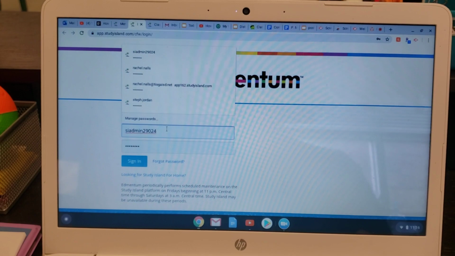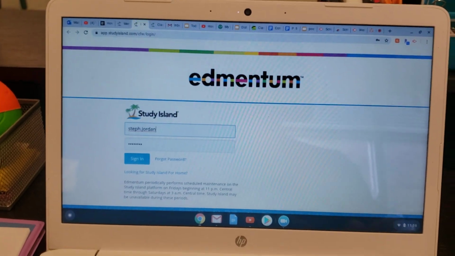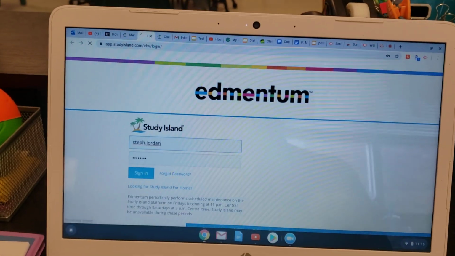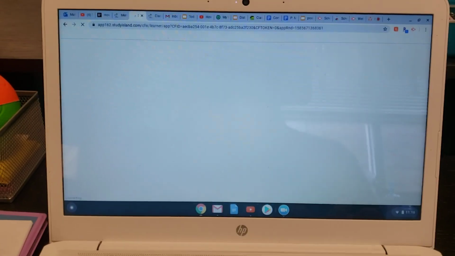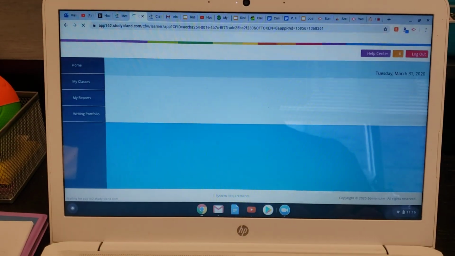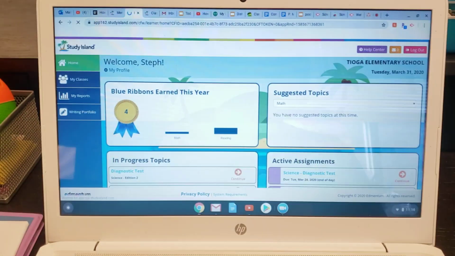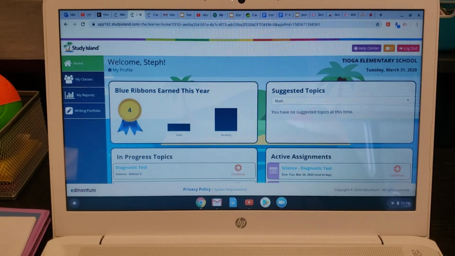We've had a few students who are going on Study Island and they're getting logged in and they're looking through the lesson part of the assignment, but that's all they're doing. They're not completing the flashcards or the actual question section.